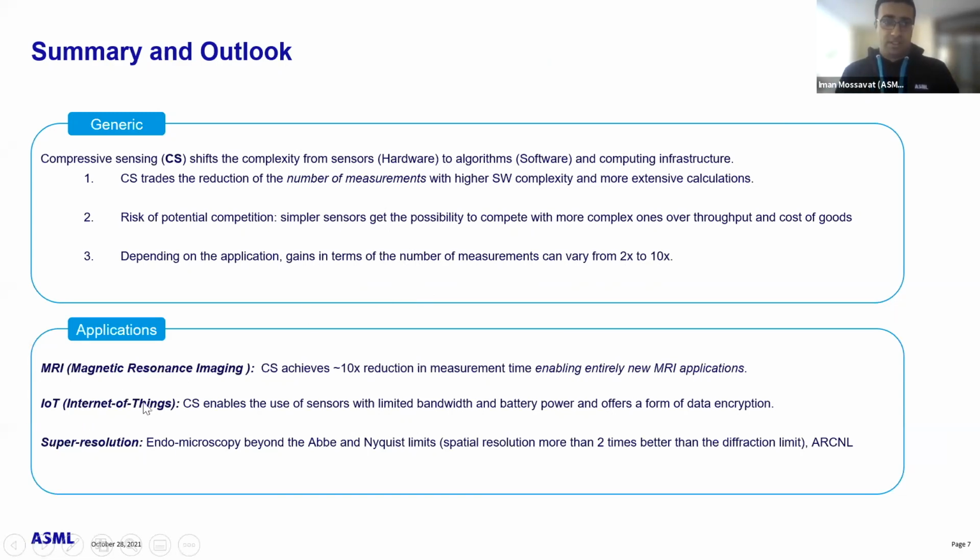There were different applications: MRI, I've shown Internet of Things, so you can have sensors that are limited in bandwidth and battery power. And for example, sometimes you can have super resolution. Again, this is an application in data science, but also in hardware. You can have a limit to your hardware, to your microscope, which we call a Abbe or Nyquist limit, and we can go beyond that with these techniques.